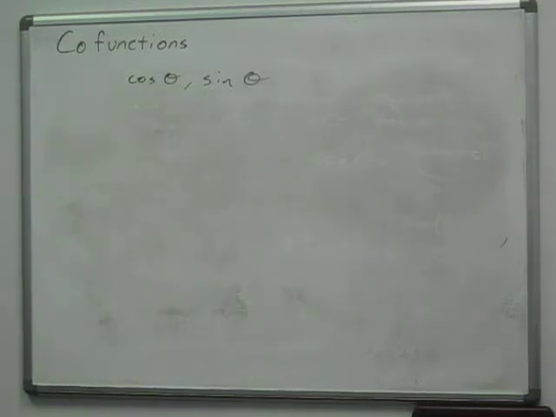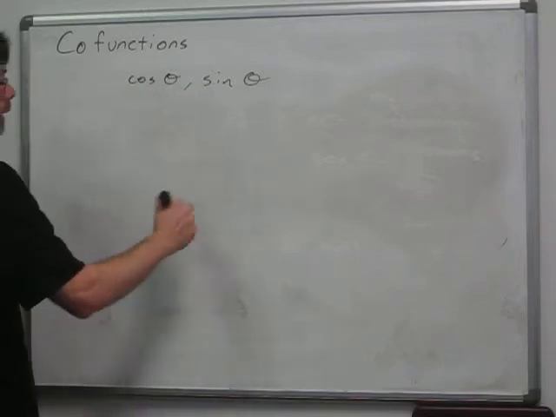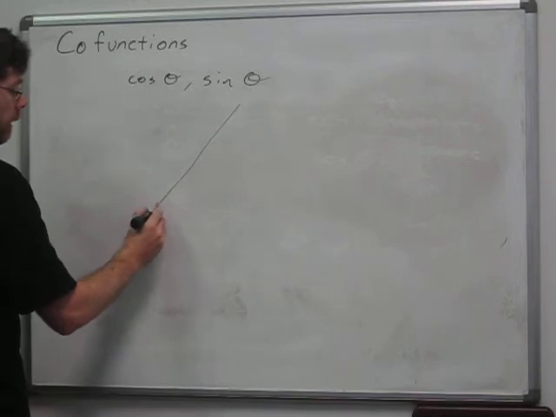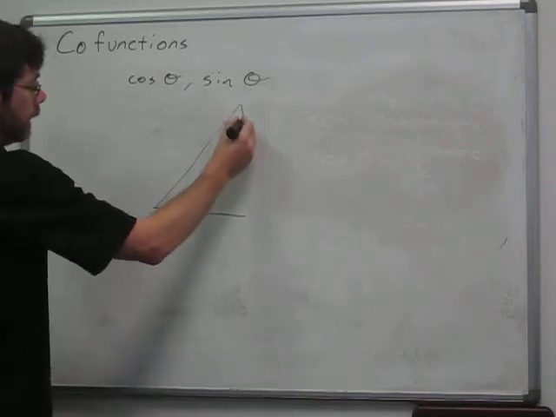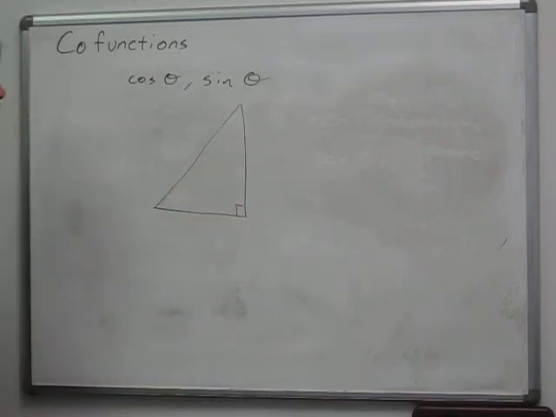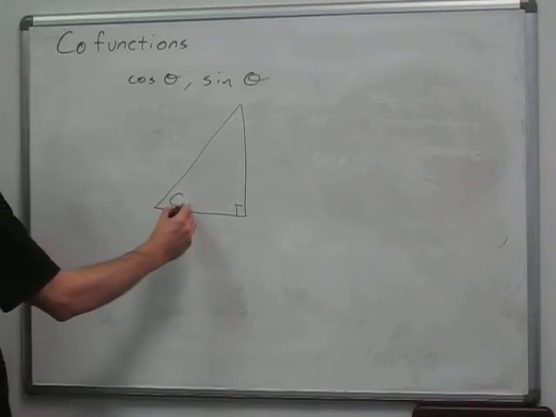In this video, I'd like to dive into the idea of cofunctions a little more in depth, and we'll do it using, at least for this first pair, a right triangle. Cosine and sine are cofunctions. Let's use a right triangle to explore their relationship to each other. So let's mark this angle theta.